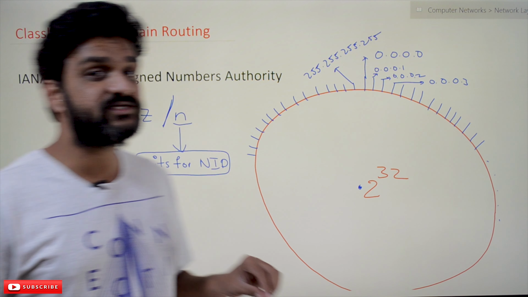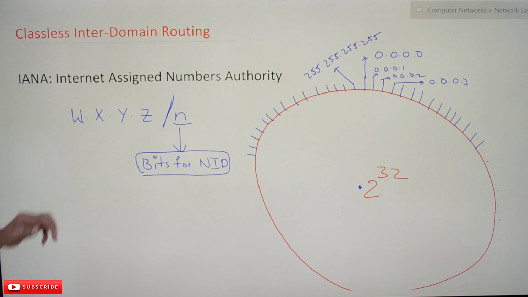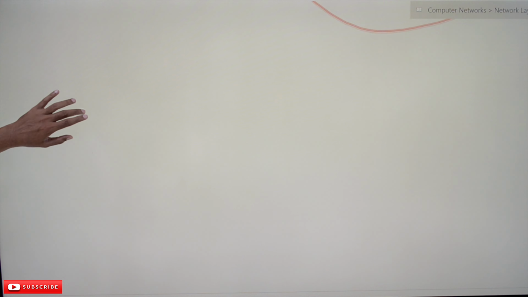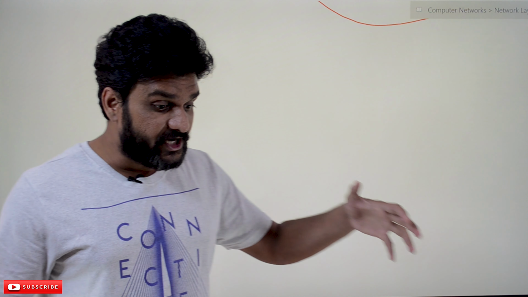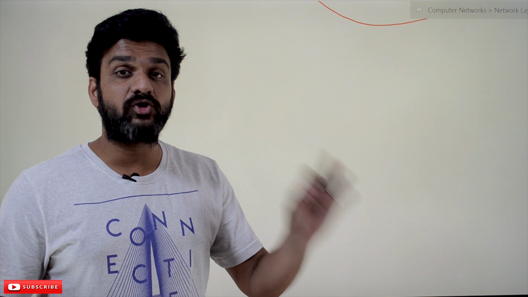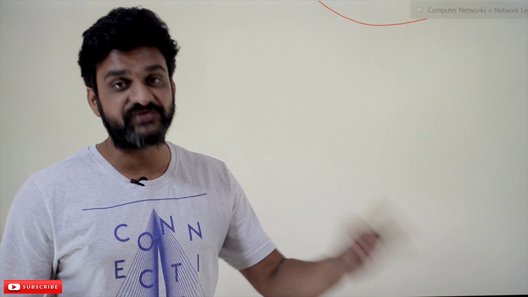Now coming to this class, what is classless inter-domain routing? So far in our previous classes, we have covered classful addressing. There we have seen that the entire group of IP addresses is divided into classes: class A, class B, class C, class D. But there are lots of disadvantages with classful addressing.